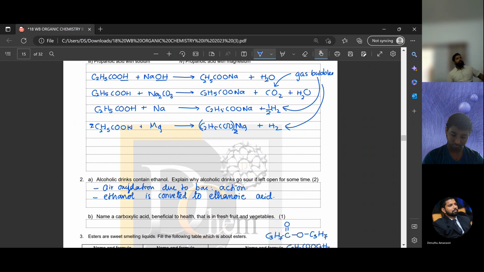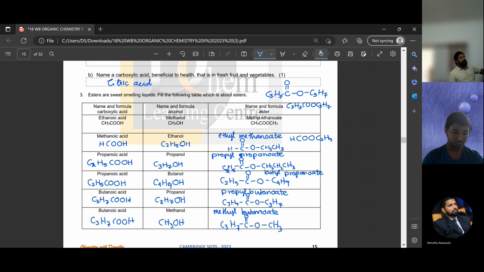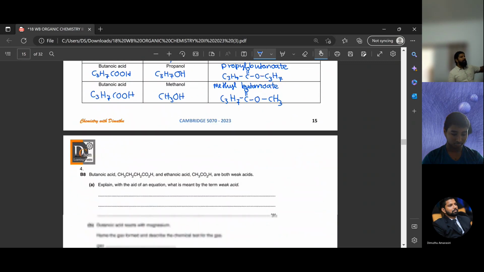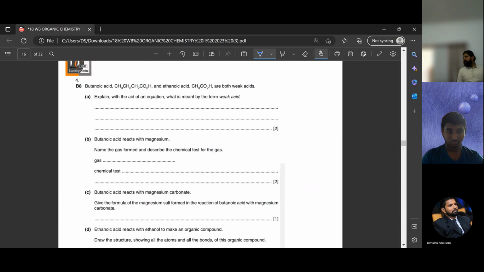Right, tell me what is the most common acid in fruits? Citric acid. The answer for this is citric acid. Do you need to know the formula of citric acid? No. You don't have to know, it's just a common sense question. And let's answer question number 4, straight away, past paper questions. You must be able to answer these past paper questions as well.